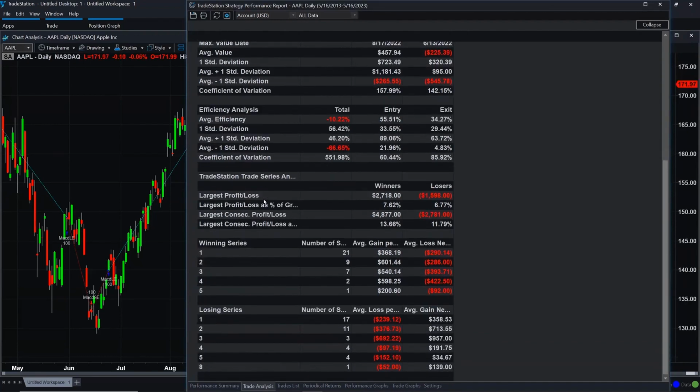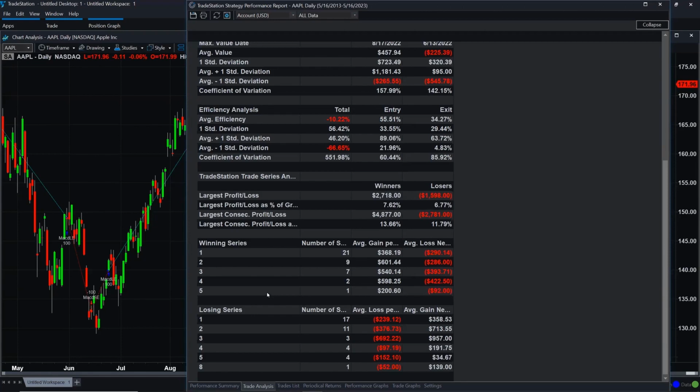we have largest winners and losers, and what percentage of the total net profit that is. This is very important as well. If you have one winner or one loser that is a high percentage of the total net profit, then of course that's going to be an outlier.